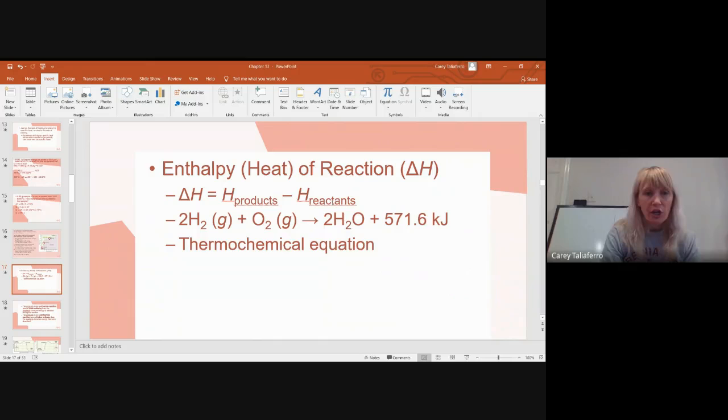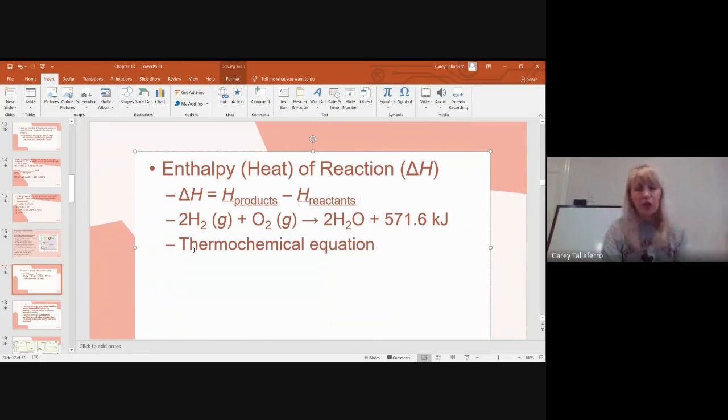All right, here's the deal. You have the delta H, the change in enthalpy. We want to know how much energy is being released or has to be taken in to a reaction in order to make it work. When we're talking about the heat of a reaction, you're going to look at the enthalpy of the products and subtract the enthalpy of the reactants. All right, and so this is how it would work.